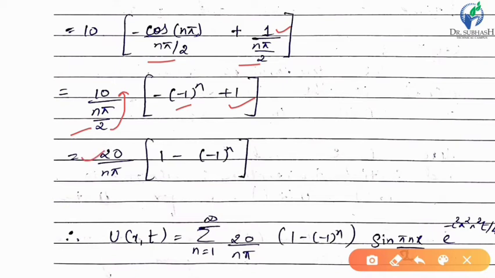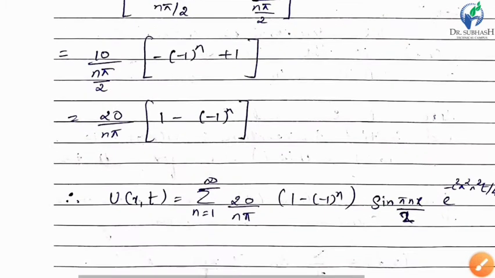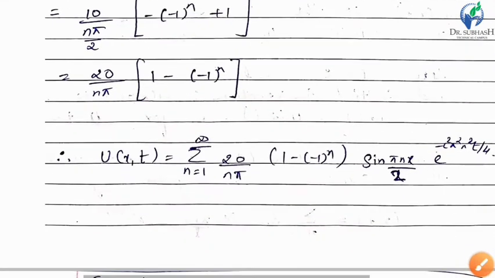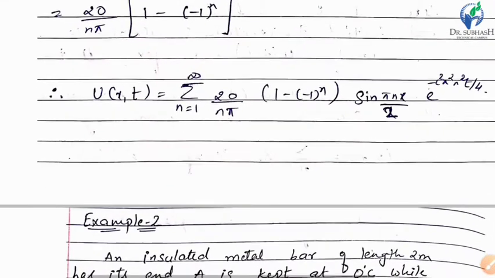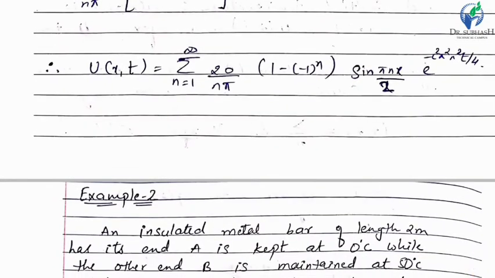So I will get 20 upon n pi, and this I am rewriting as 1 minus (-1) raised to n. So this is my Bn. I will put this in the equation of u of x,t. So my final solution will be u of x,t equal to summation n equal to 1 to infinity 20 upon n pi. I am putting this Bn value here in u of x,t: 1 minus (-1) raised to n sin(n pi x upon L).